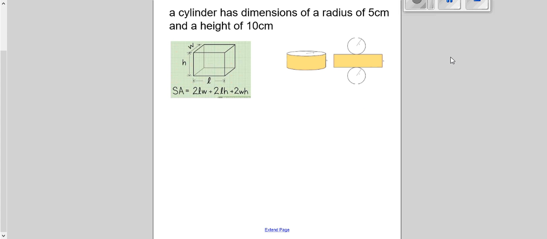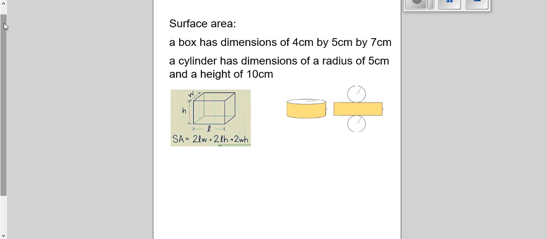Hi, everybody. I just want to clarify a little bit on surface area and volume. So in this case, sorry, let me scroll up. We're going to talk about surface area: the surface area of a box or a rectangular prism and the surface area of a cylinder. So let's start with the box.